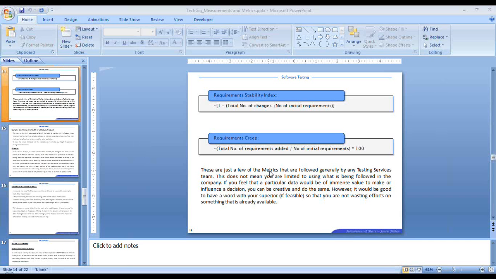So if you are saying that my critical defect is 1 on a scale of 1 to 10, or on a scale of 1 to 5, if your lower-level defect is 1, then for me a critical defect on a scale of 1 to 5 is 8. Because it is critical.